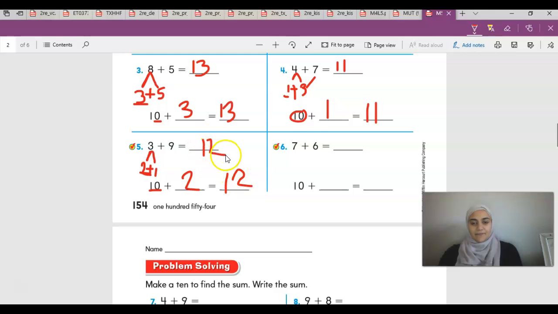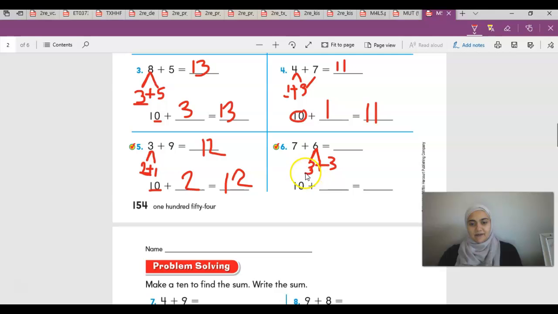All right, let's look at this one. 7 plus what is 10? What did we say? 7 plus 3 was 10. And this one could be 3 plus 3, right? Because that's a doubles fact. 3 plus 3 is 6.